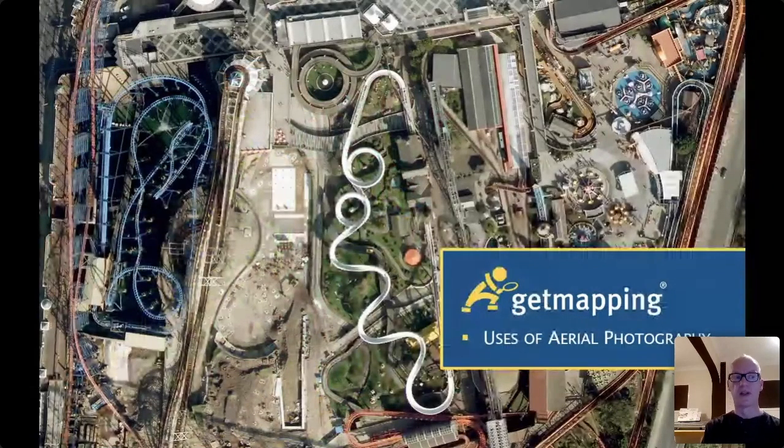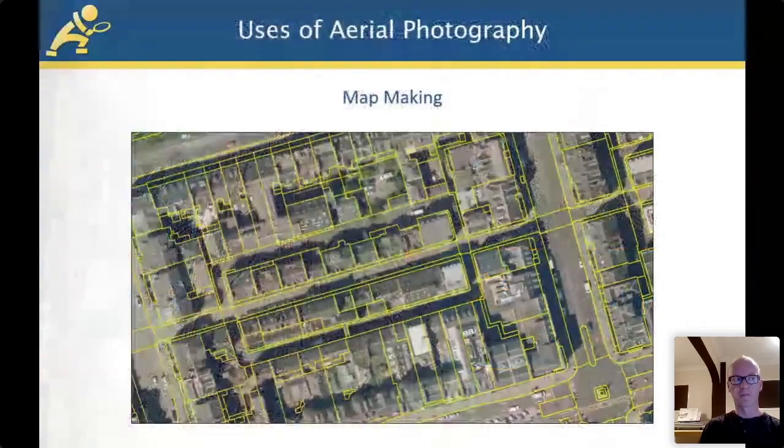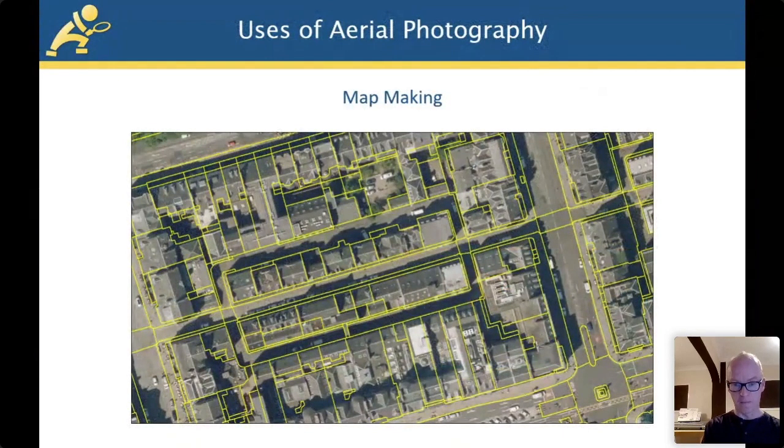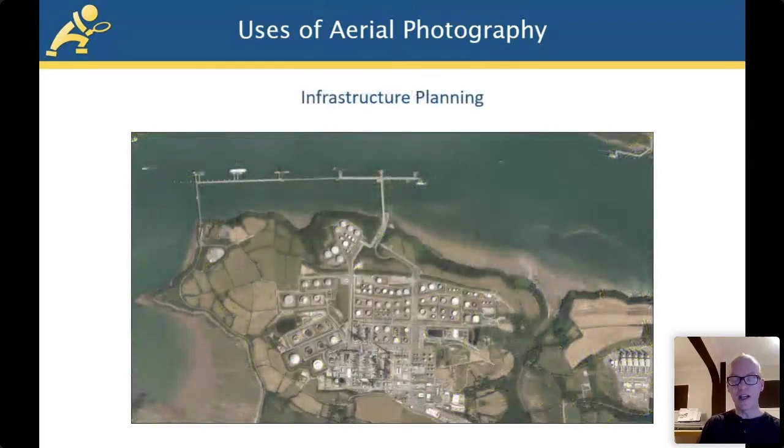Just to wrap up, I've got a few slides on the uses of aerial photography. So probably the most obvious one and the biggest driver for a lot of the update programs is topographical map making. From our historical slides way back, when it started to be done commercially, it was used for the update of topographical mapping. So any change detection is hugely valuable. And infrastructure planning is a huge amount of change. It's all about the mapping of change.